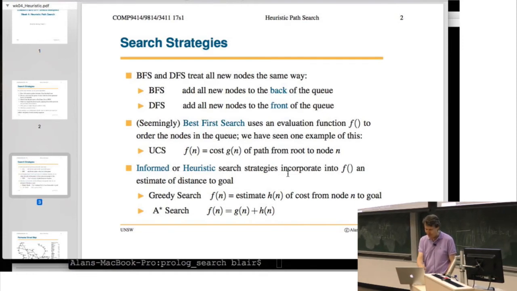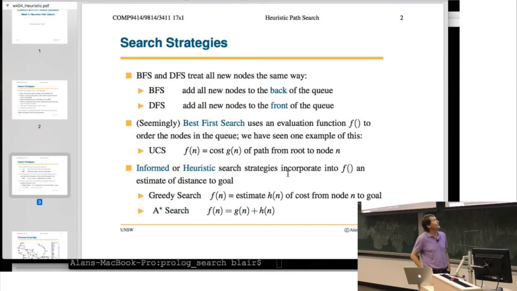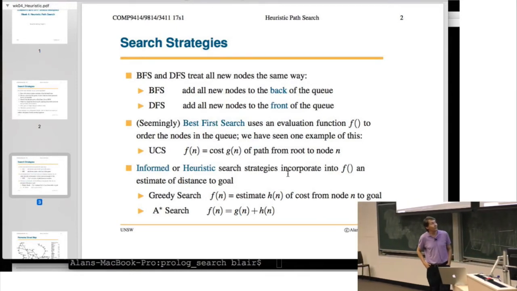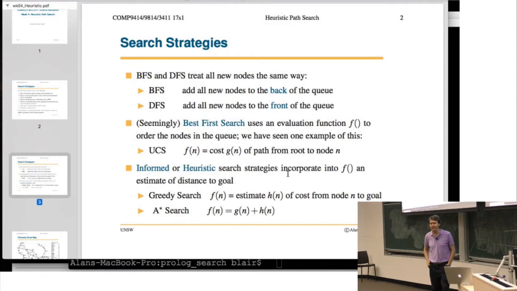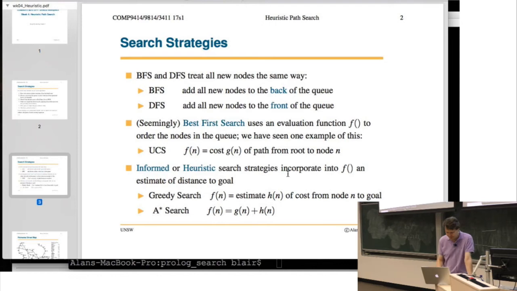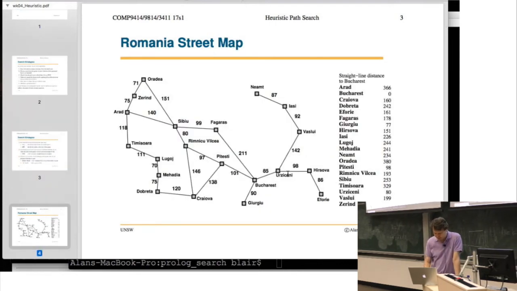So now we're going to look at these informed searches, and there's two main types of informed search. One of them is called greedy search, and the other one is A-star search. So we'll look at them in turn.